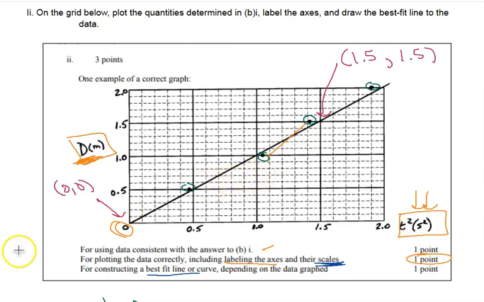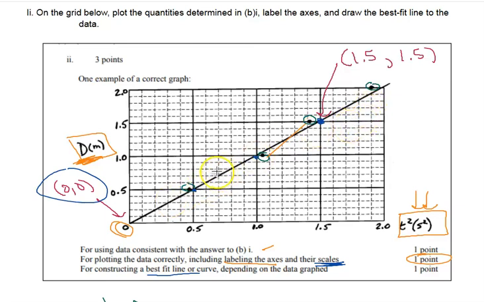So once you have plotted all of your data points, ignore the data points. What you are looking for are points on the line that are easy to read. So this is the point 1.5 comma 1.5. This is the point 1 comma 1. This is the point 0.5. I mean, it's easy because the slope is 1. Definitely use the 0,0 if that's what it goes through. But that's what you're looking for.